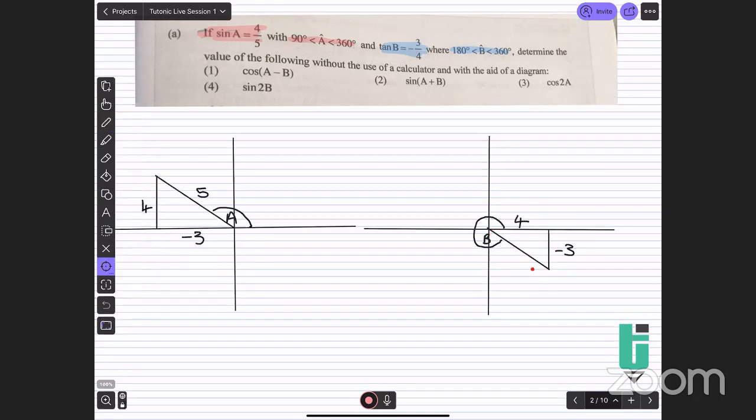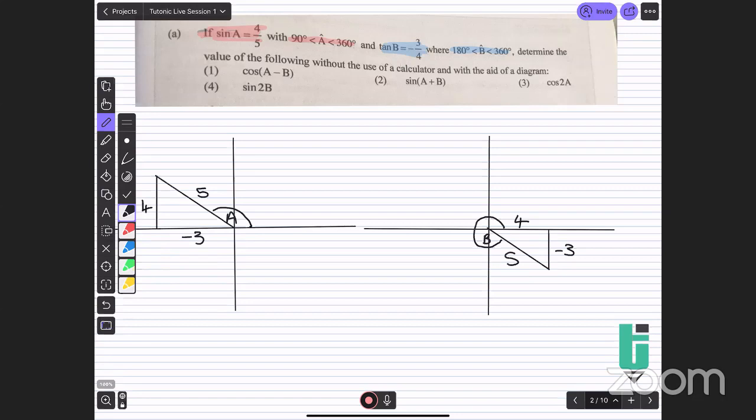And what's this going to be? -3/4. So the triangles are congruent. Do you guys agree? It's congruent, because they have the same sides. Okay, just flipped over. Yeah, they're the same triangle, just flipped over.